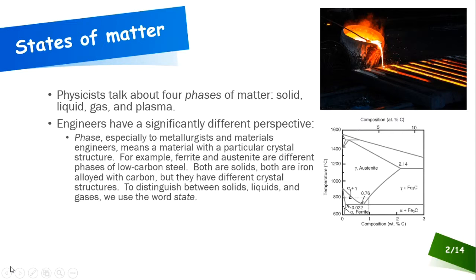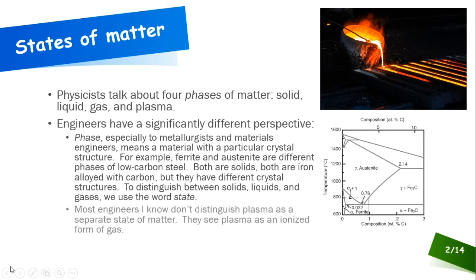Now notice I only talk about solids, liquids, and gases. What happened to plasma? Well, I'm not like the physicists who separate that out. Most engineers I know don't distinguish plasma as a separate state of matter. We just look at it and say it's an ionized form of gas, so we consider it to be in the gas state. The fact that it's ionized doesn't change the actual state that it's in.